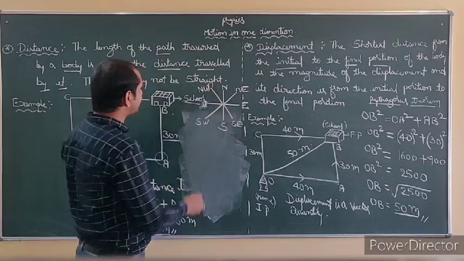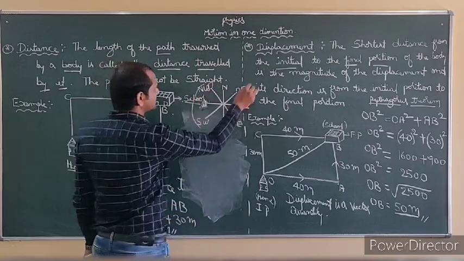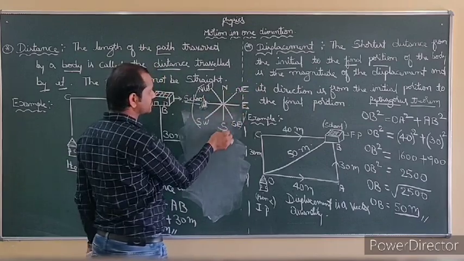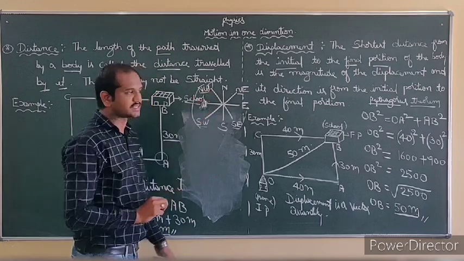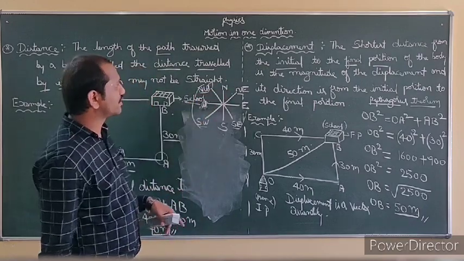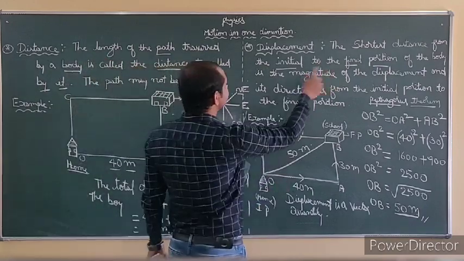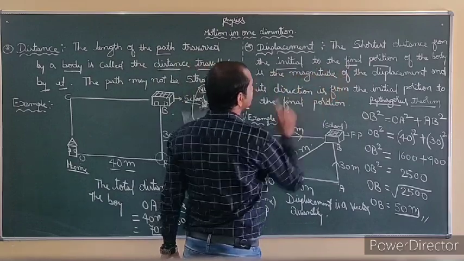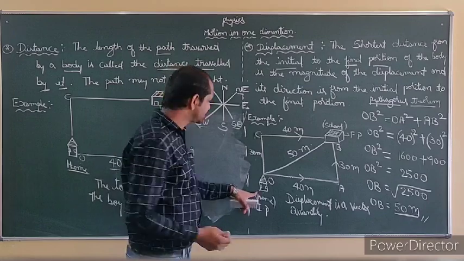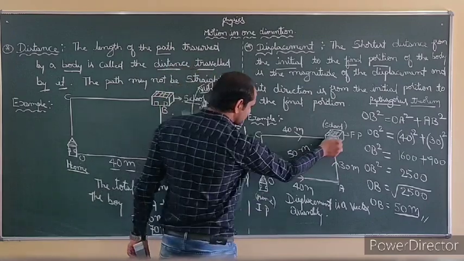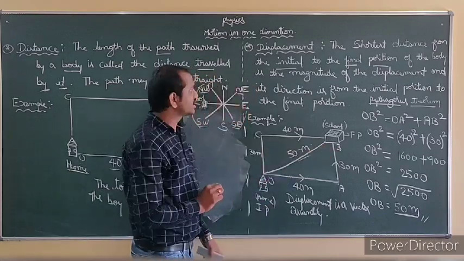Understand? See, this is how our mathematical representation depends. This is your north, this is your south, this is northeast, this is southeast, this is southwest, and this is northwest. Now come back to the definition we have studied. The shortest distance from the initial to the final position of the body. We have found out already which is the shortest distance. The shortest distance is this, that is OB.